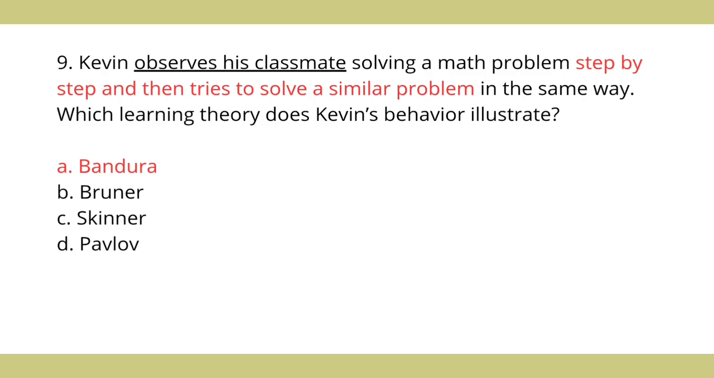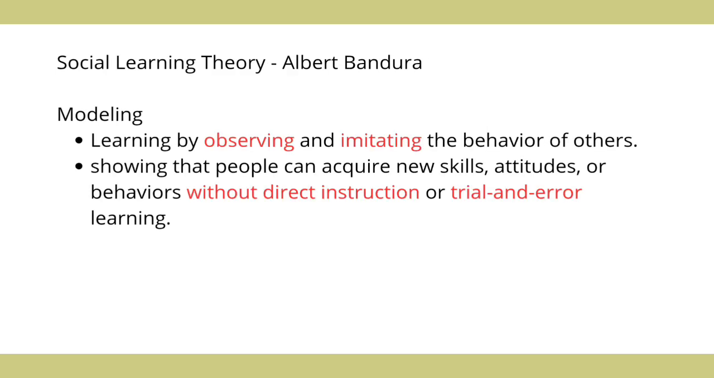The correct answer is letter A. Bandura's social learning theory. In this case of Kevin, he does not figure out the solution entirely on his own. Instead, he imitates or models his classmate's behavior. He observes carefully, remembers the process, and then replicates the steps to solve a similar problem. This process is called observational learning or modeling. This modeling is the act of learning by observing and imitating the behavior of others. It is one of Bandura's key contributions, showing that people can acquire new skills, attitudes, or behaviors without direct instruction or trial and error learning.